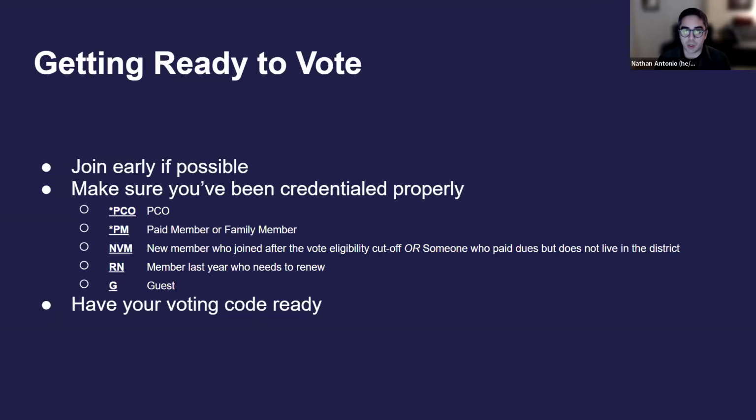If you believe that your credential status is not correct, you can contact one of the support volunteers via chat during the meeting. They will help you figure out whatever may have happened. Finally, in order to be able to vote, it helps if you have your voting code on hand and ready to go. It simply speeds up the process if you have this information available. I'll talk more about voting codes in a moment.